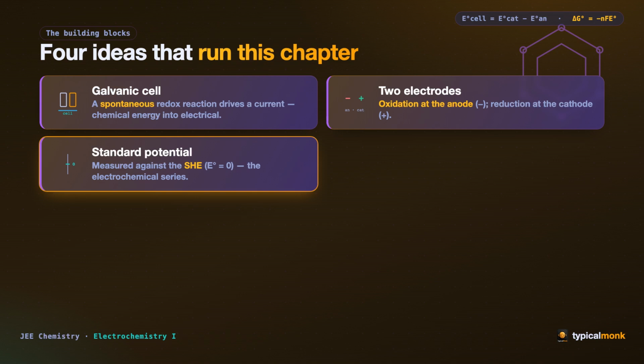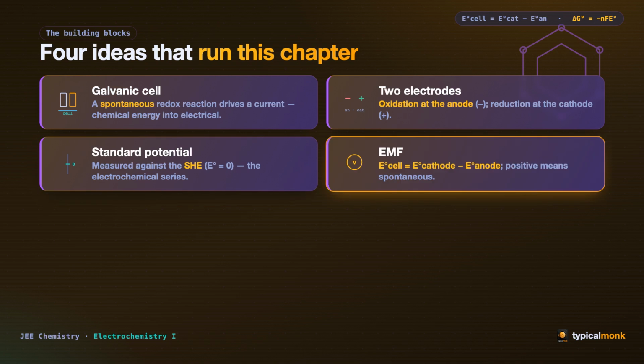The standard electrode potential. It is measured against the standard hydrogen electrode, whose potential is defined as 0, and that gives us the electrochemical series. And the EMF, E cell standard equals E cathode standard minus E anode standard. A positive value means the reaction is spontaneous.